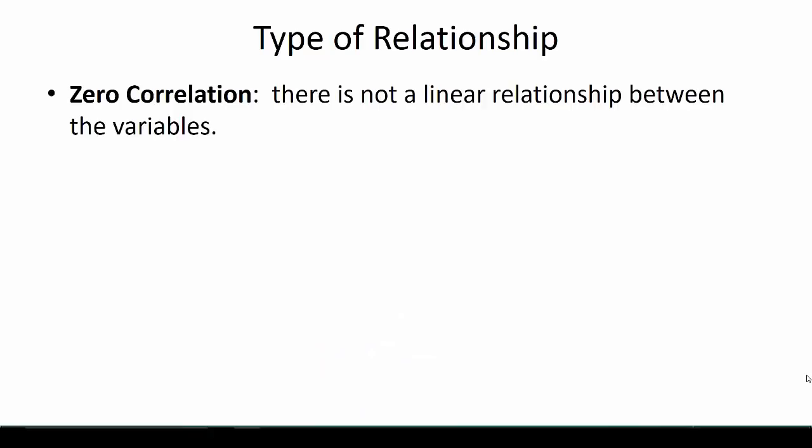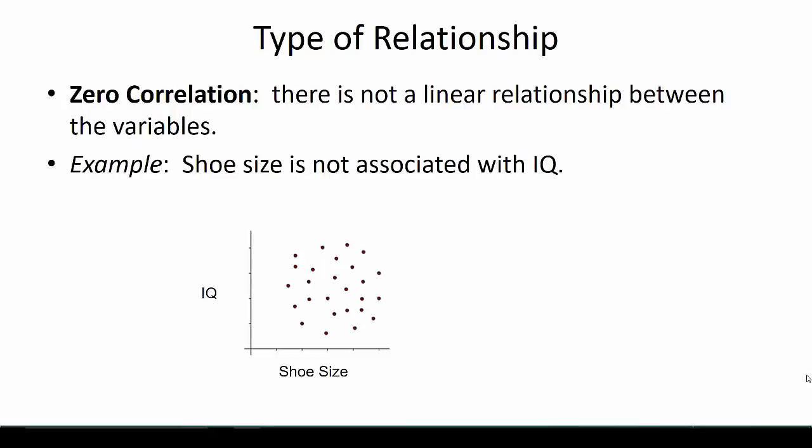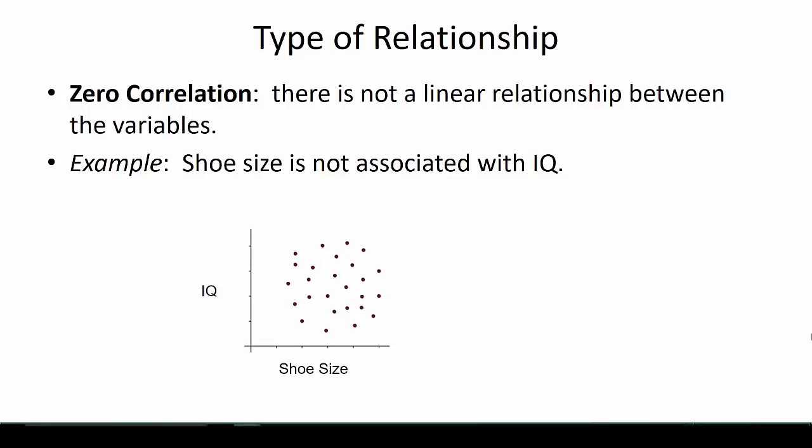The closer the Pearson's R, or the correlation coefficient, is to 0, indicates there's not a linear relationship between the variables. For example, shoe size is not associated with IQ, so increases in shoe size is not associated with increases or decreases in IQ. In summary, the sign of the Pearson's R indicates whether we have a positive, negative, or no relationship. On the other hand, the numerical value of Pearson's R will indicate the strength of the relationship, or how strongly associated the two variables are to each other.